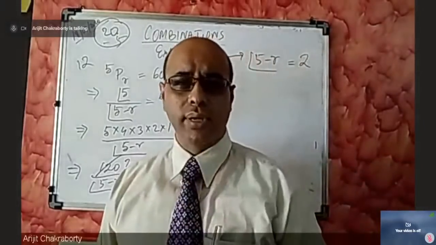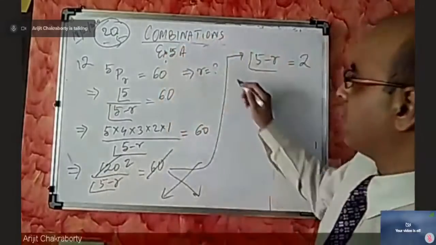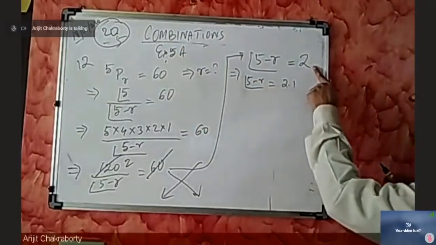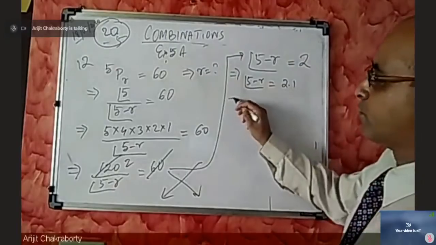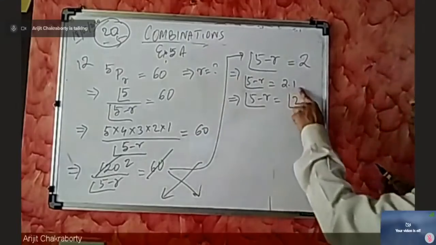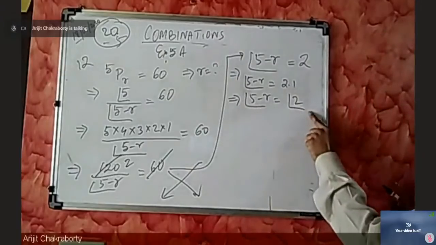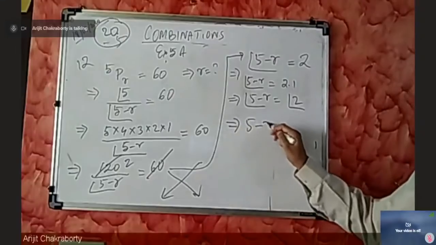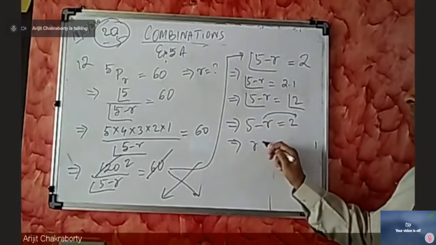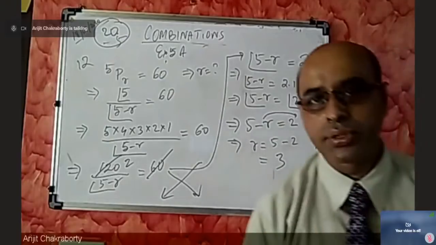Now I hope you can solve it. (5 minus r) factorial is 2. Can I write it in this way? (5 minus r) factorial is equal to 2 into 1. 2 is nothing but 2 into 1, which means (5 minus r) factorial is equal to 2 factorial, because 2 into 1 means 2 factorial. So now 5 minus r is equal to 2. Therefore, if you transpose r to this side, r is equal to 5 minus 2, that is r is equal to 3. Please see the solution once again.